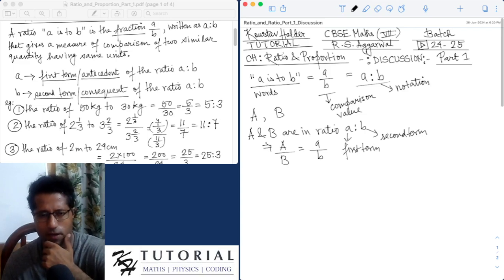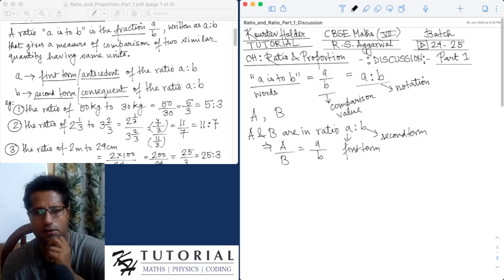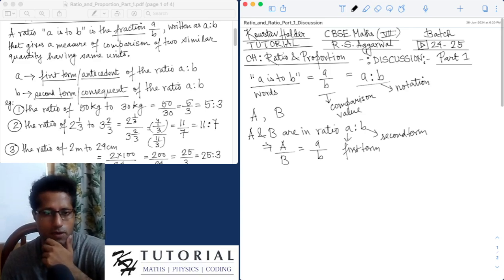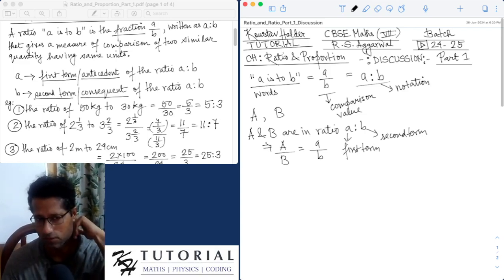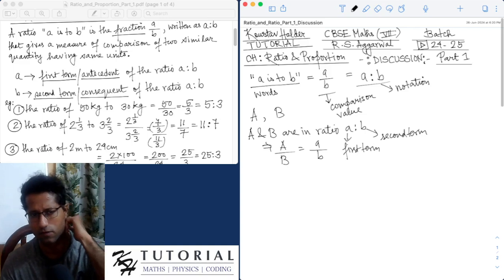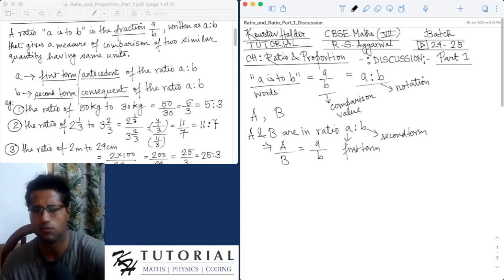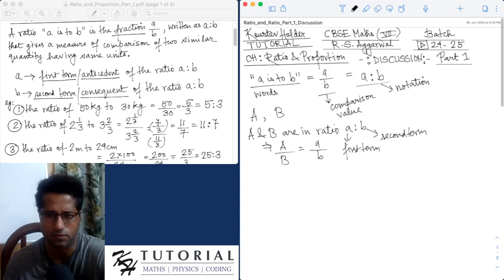Why 5:3 and 50:3 are both the same, we will discuss a little later. Another example of a ratio is the ratio of two mixed fractions, 2 and 1/3 and 3 and 2/3. You just divide the two quantities and then you can further reduce it, and it will eventually be a fraction.